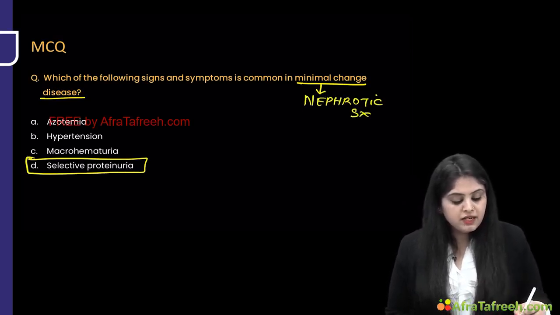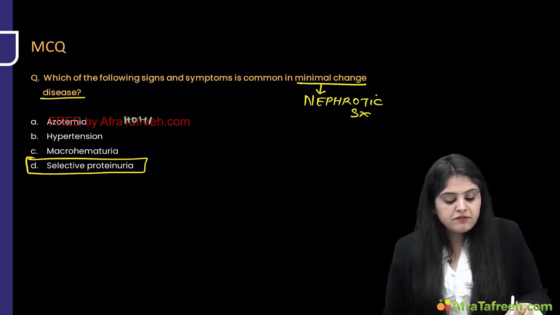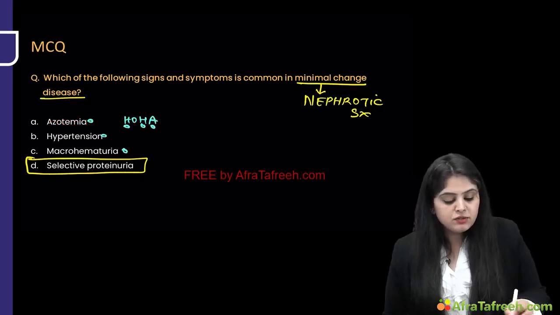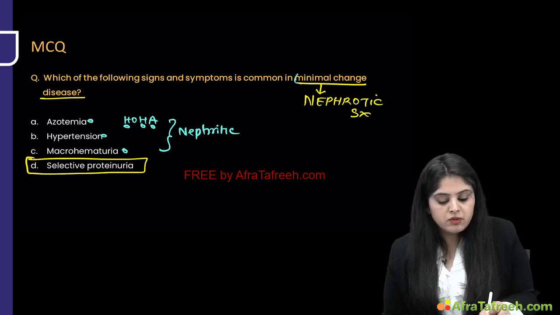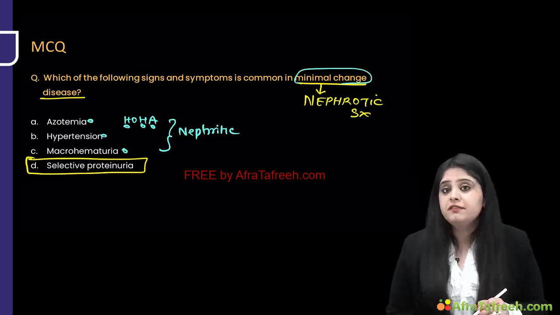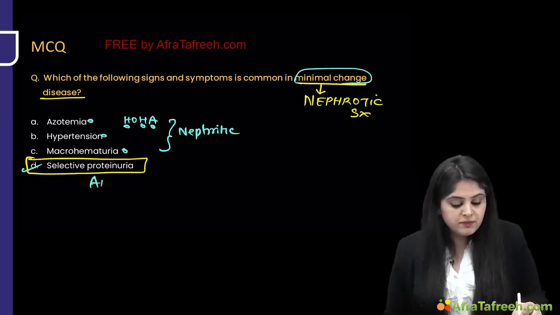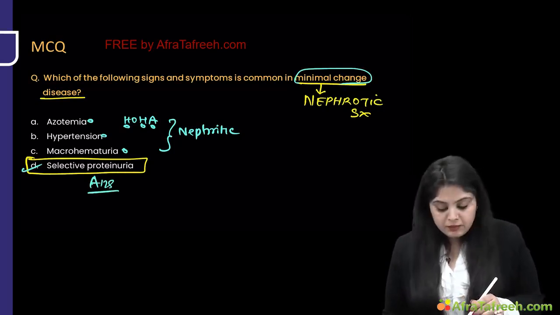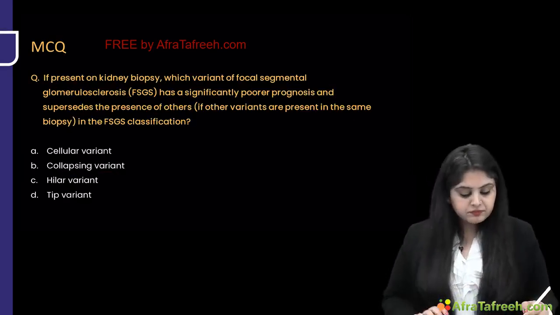And what I'm seeing otherwise is the HOHA mnemonic of nephritic syndrome. I'm seeing hypertension, I'm seeing hematuria, I'm seeing azotemia. These were features of nephritic. I can't have nephritic when I'm talking about minimal change disease. Minimal is nephrotic, so selective proteinuria is the answer over here. Let's pick up the next question.